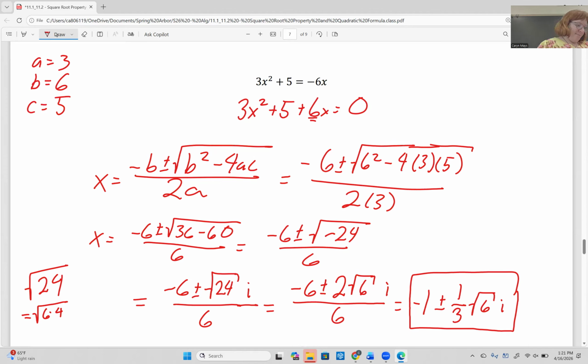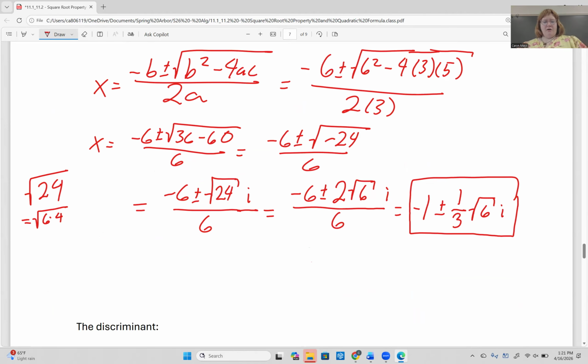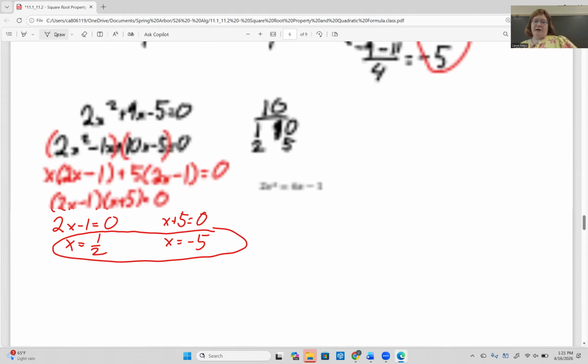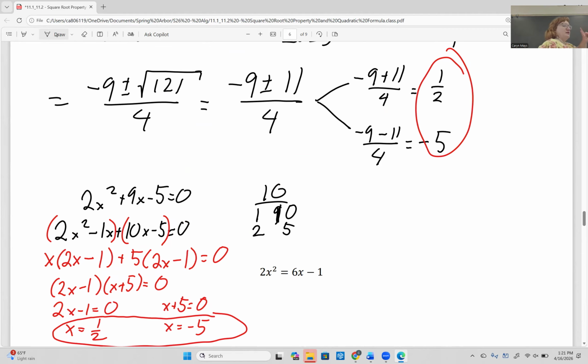Okay. Some pieces that go with this are types of solutions. A quadratic essentially always has two solutions. Here, we have two solutions, and they're both complex because of that i. We have the -1 plus this thing, and -1 minus that thing. We have two solutions. Up here, we had 1/2 and -5. We had two solutions.